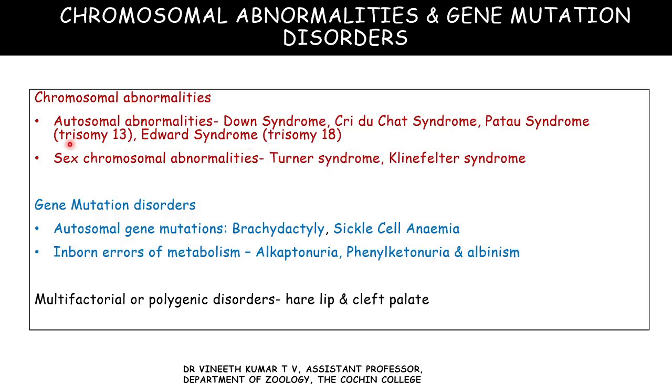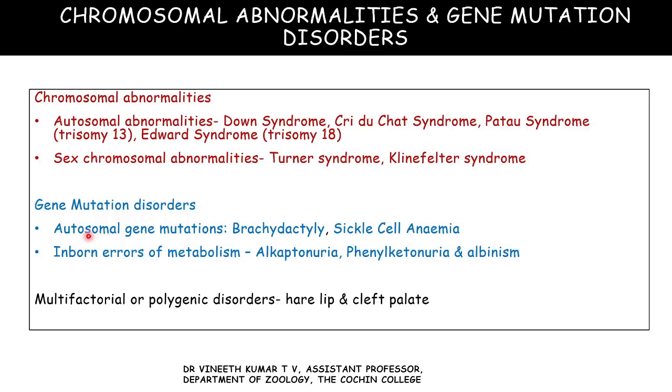Of these, Down syndrome, Patau syndrome, and Edwards syndrome are related to trisomy. Down syndrome is trisomy 21, Patau is trisomy 13, and Edwards syndrome is trisomy 18. We'll also discuss the sex chromosomal abnormalities, the two major ones being Turner syndrome and Klinefelter syndrome.